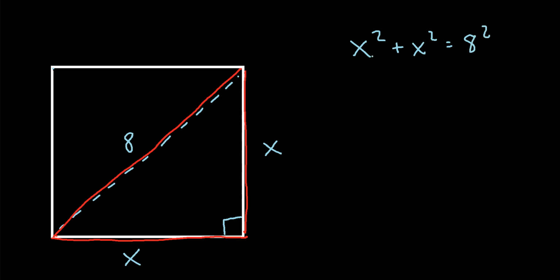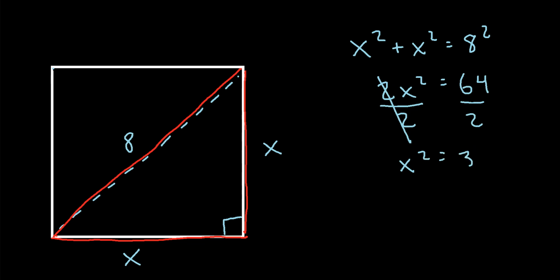So let's try to solve for x. So again, x squared plus x squared, that's 2x squared, is equal to 8 squared, that's 8 times 8, which is 64. To solve for x, we can divide both sides by 2. These 2's cancel out, we're left with x squared is equal to 64 divided by 2, that's 32. To solve for x, we can take the square root of each side. So the square root of x squared is just x, and we're left with the square root of 32.